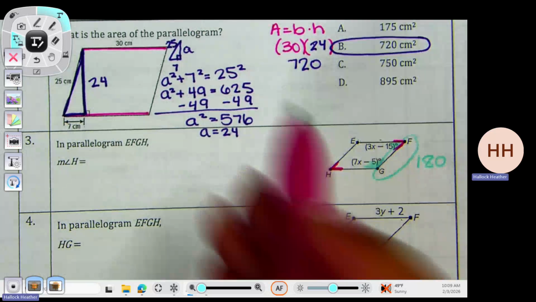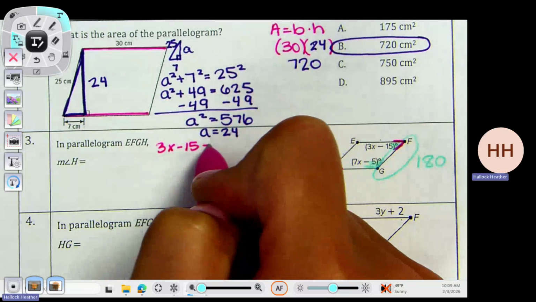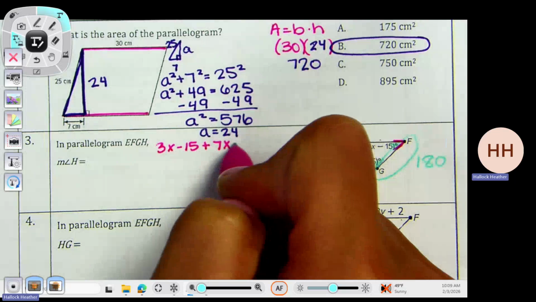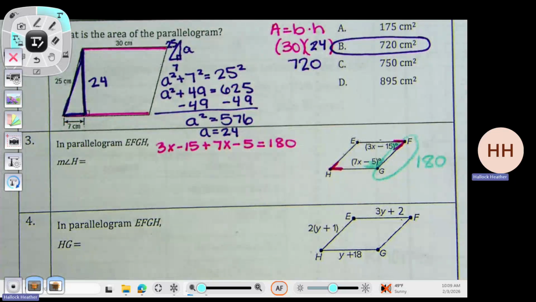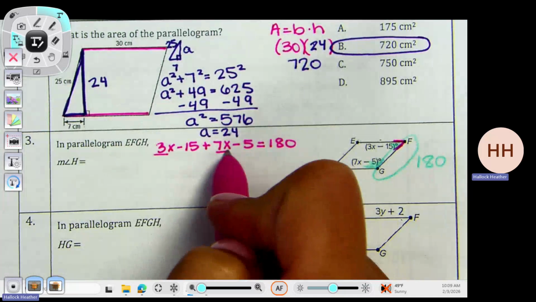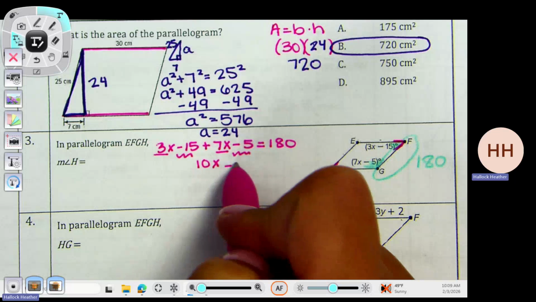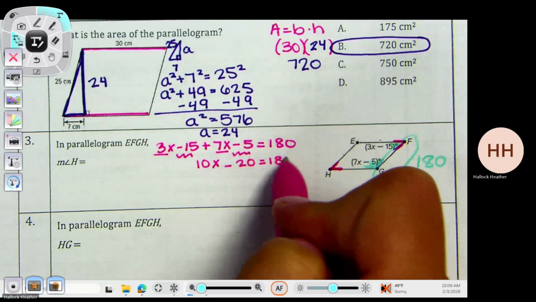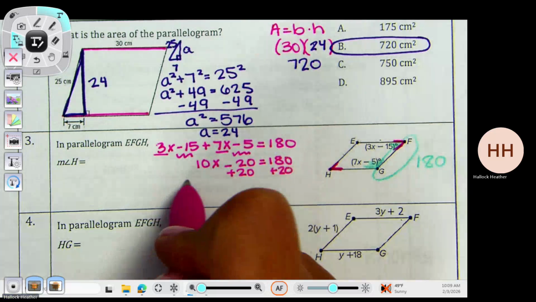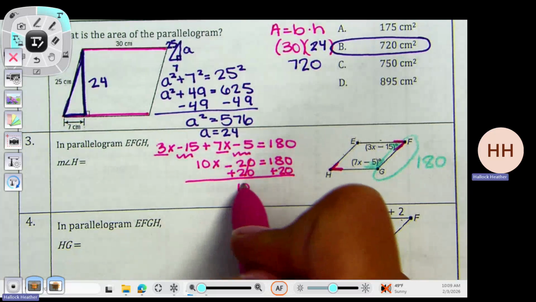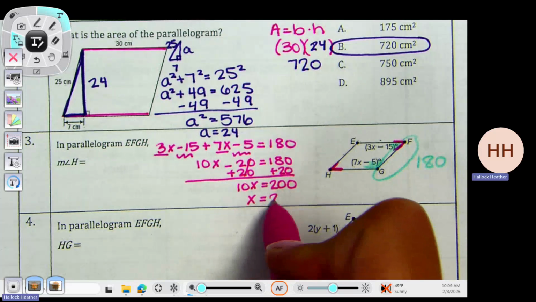If they're on the same side, we're going to add them to make 180. So we're going to do 3x minus 15 plus 7x minus 5, and it's equal to 180. We are on the same side. So we're going to combine like terms. 3x and 7x is 10x. Negative 15 and negative 5 make negative 20. I'm going to add 20 to both sides. So I get 10x equals 200. Divide by 10, x is 20.